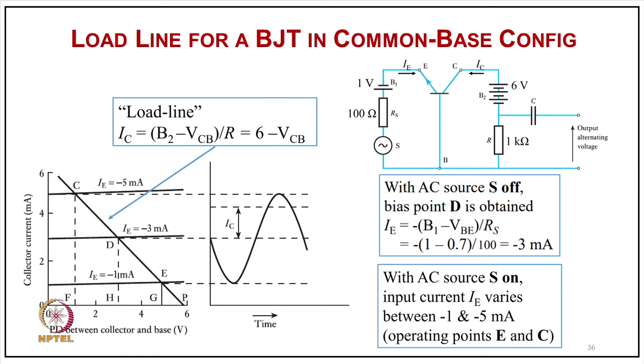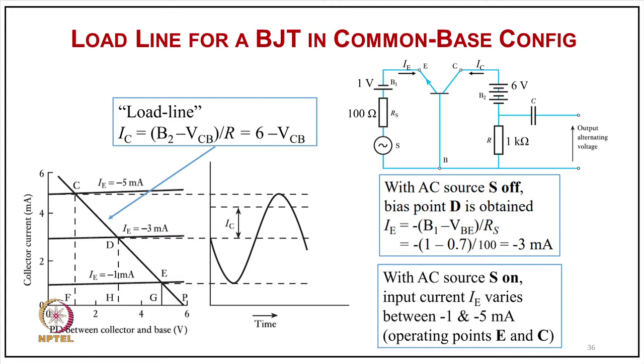So, it will be minus 1, because 1 volt is shown here, minus 0.7, that is your VBE voltage, divided by 100. So, it becomes minus 3 milliampere. And with the AC source on, the input current varies between minus 1 and minus 0.5, and it will be varying over this, increasing and decreasing in this manner. So, if you go from this point to this point, it will be moving from here and coming back, and on this side it will go up and come back in this manner.